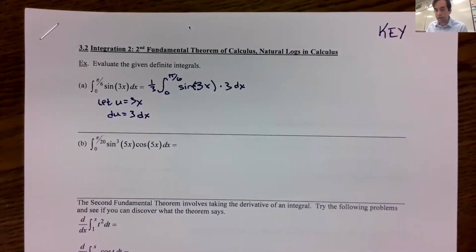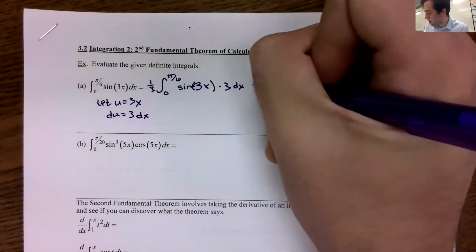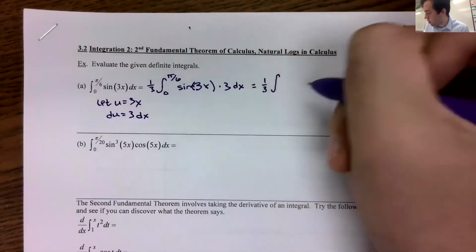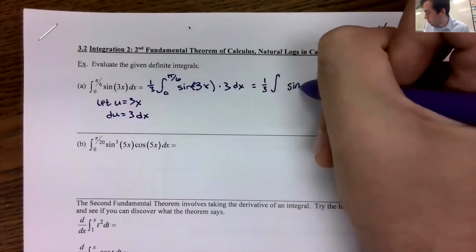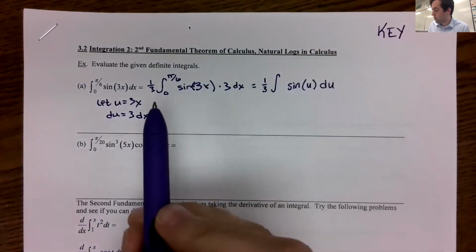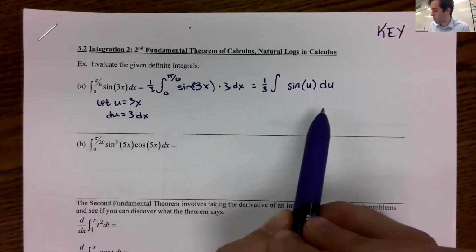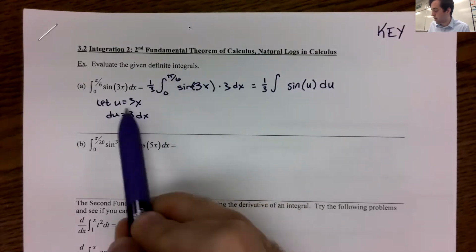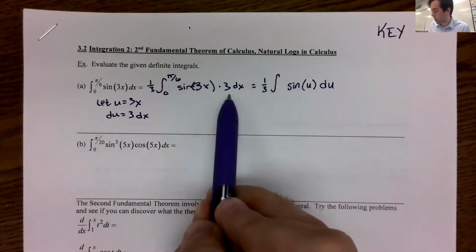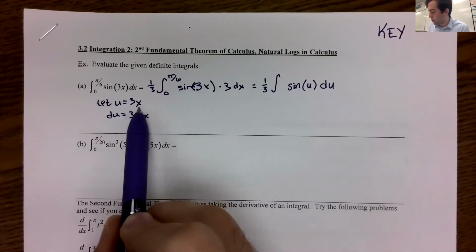And now I'm going to plug in. So when I plug in here, I have 1/3 sine of u du. And notice that I didn't write the endpoints of the integral yet, because whenever I do u substitution, I want to change the endpoints to be in terms of u instead of in terms of x, because now we're integrating in terms of u instead of x. So let's think that through for a second. All I have to do is plug those in for x here and see what we get.